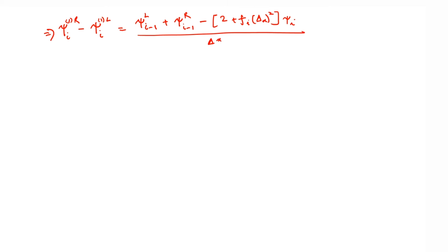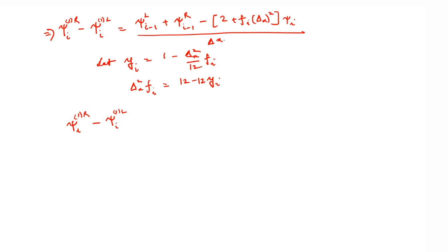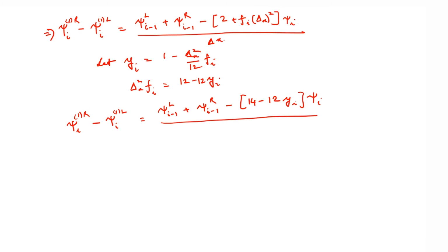divided by delta x. Now, let us assume y I equals 1 minus, as before, we have done a similar assumption before. So, what I get is delta x square f I equals 12 minus 12 y I. If I plug this in here, at the end of the day what I get is the difference between the first derivatives of my inward and outward integration. This is given by psi I minus 1 L plus psi I minus 1 R minus 14 minus 12 y I psi I, divided by delta x.